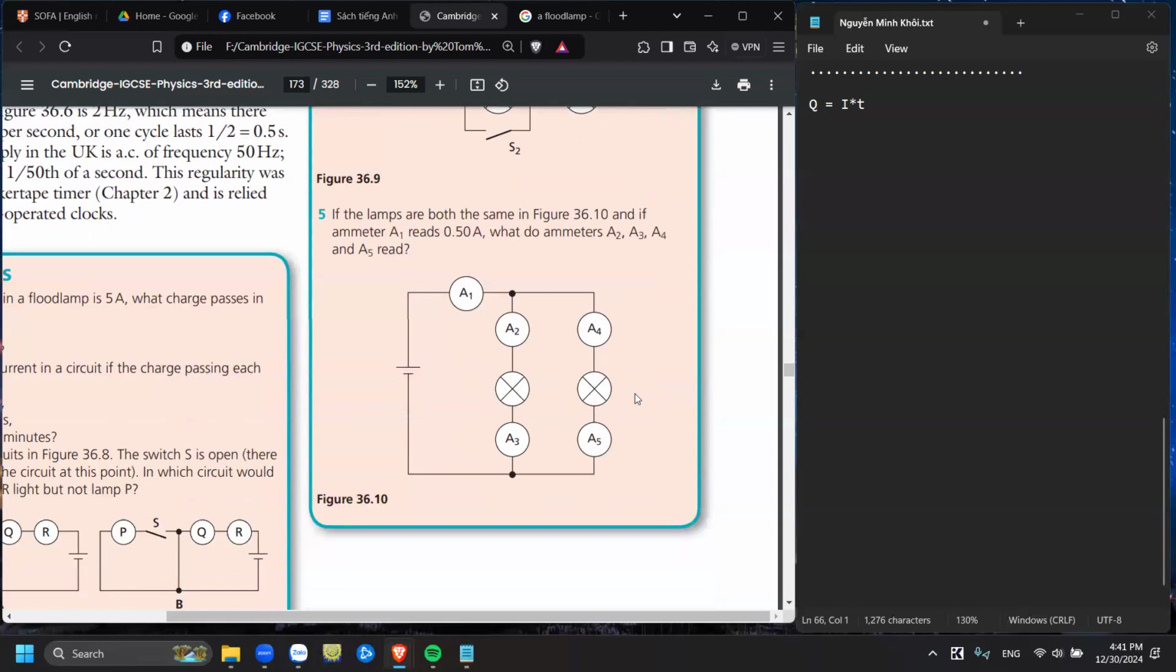Okay, exercise number 5. If the lamps are both the same in figure 36.10, so it means... Where's the lamp? Can I read it first? Yeah, just read it first. If they're both the same, and A1 reads 0.50, what do A2, A3, and A4 read? Yeah, this one looks so hard.